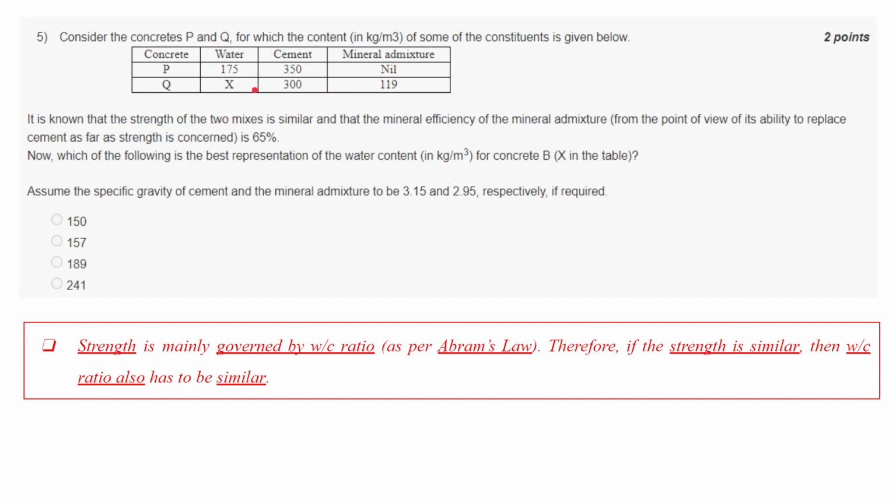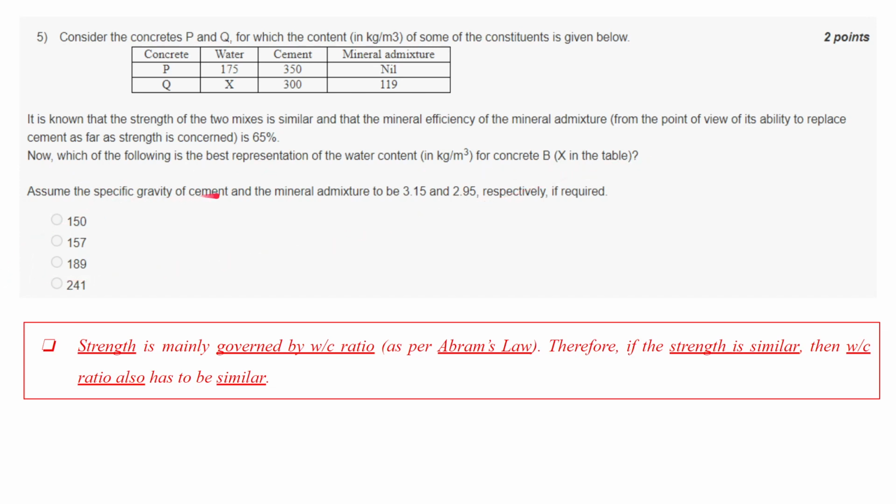Q is having X water content, 300 kg cement and 119 kg mineral admixture. It is given that the strength of the two mixes is similar, and that the efficiency of the mineral admixture from the point of view of its ability to replace cement as far as strength is concerned is 65%. Now, which of the following is the best representation of the water content in kg per meter cube for concrete B, X in the table?